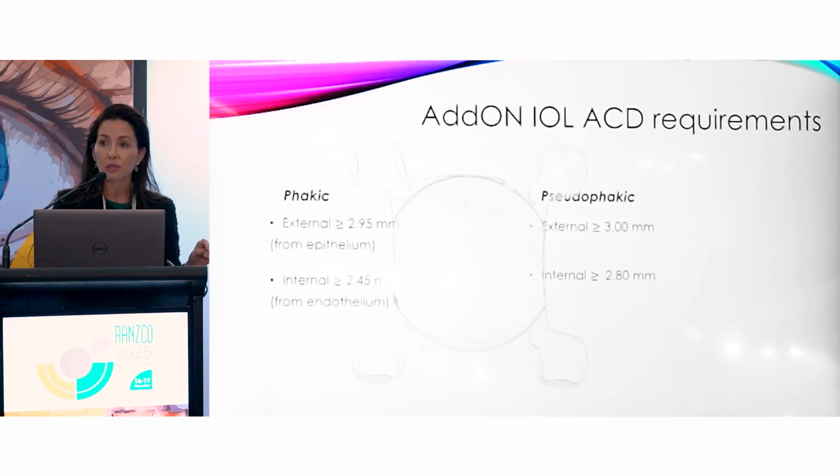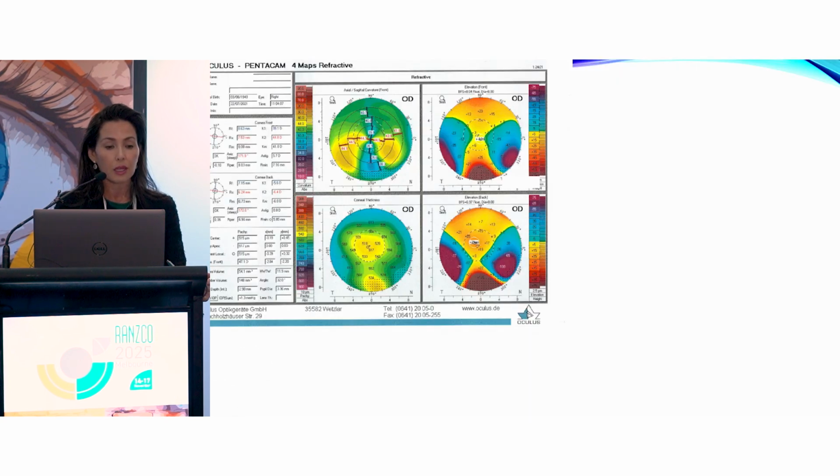You need to have enough anterior chamber depth, and that can either be a phakic measurement or a pseudophakic measurement. And you can measure it externally, like on your IOLMaster, or internally if you have the capacity to do so, for example, with a Pentacam.